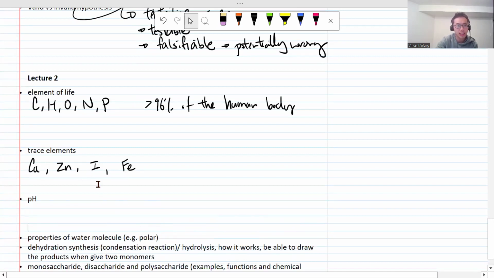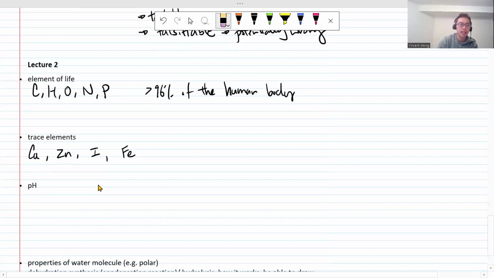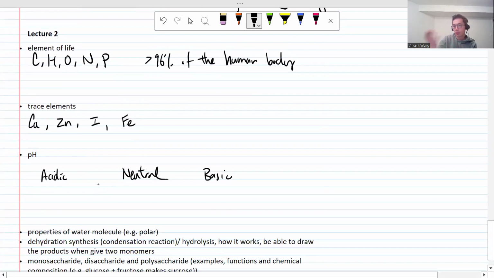We talk about the concept of pH. pH is a measurement of whether something is acidic, neutral, or basic. Okay? So if you have a solution and you want to know whether it's acidic, neutral, or basic, you check the pH. There are instruments to do that. There are also test papers that we can use to test the pH. So if the pH is less than 7, it's acidic.